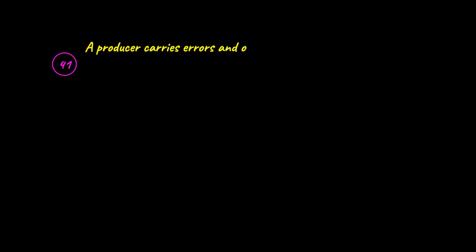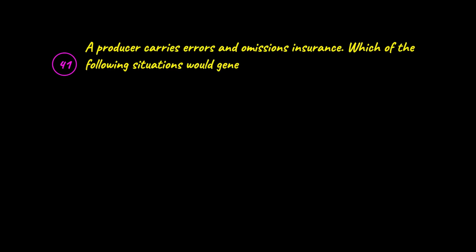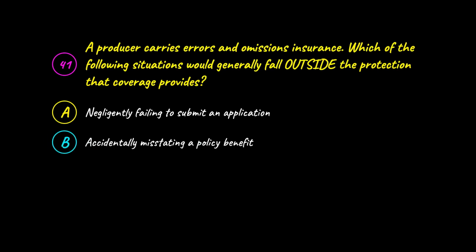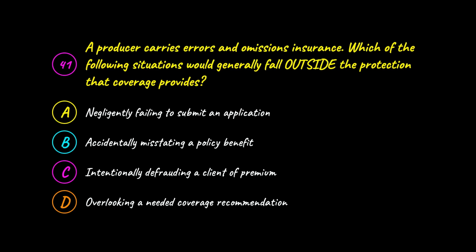Question 41. A producer carries errors and omissions insurance. Which of the following situations would generally fall outside the protection that coverage provides? Your options are A. Negligently failing to submit an application, B. Accidentally misstating a policy benefit, C. Intentionally defrauding a client of premium, D. Overlooking a needed coverage recommendation. Which one is it? Pause the video if you need more time.